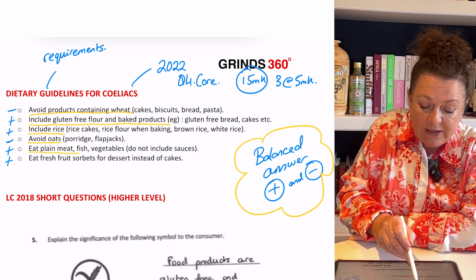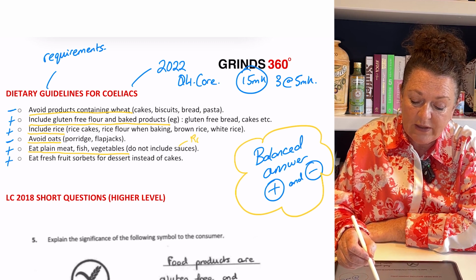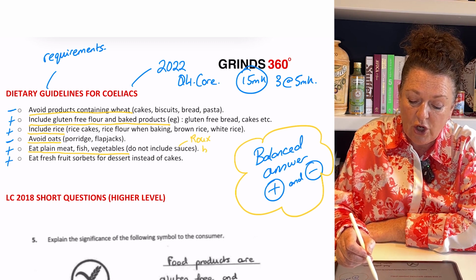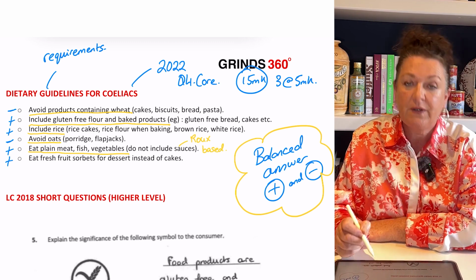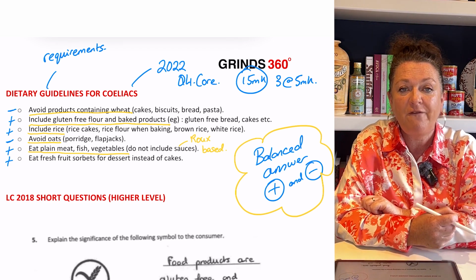Eat plain meat, fish and vegetables. So don't include sauces. And I'm going to write here, if you want to write that in your chapter, roux-based sauce. And a roux-based sauce is a sauce which is based on flour.